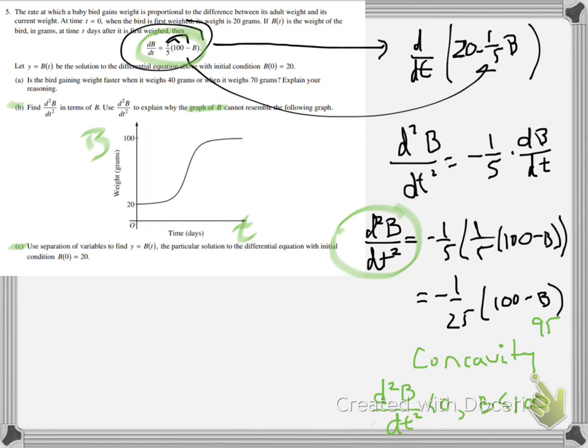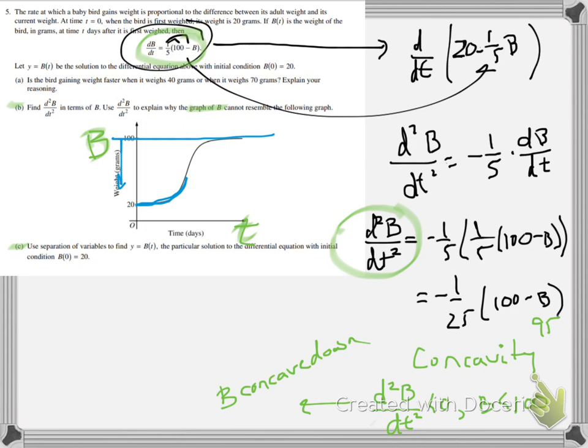So what does this mean? I'm trying to use that to tell about the graph of b. If the second derivative is less than 0, then b would be concave down. So b would be concave down every time that b is less than 100. Well, where's b? B is here, and anytime that b is less than 100, the graph is supposed to be concave down. And it's concave up right here, which is why this can't be the graph of b.